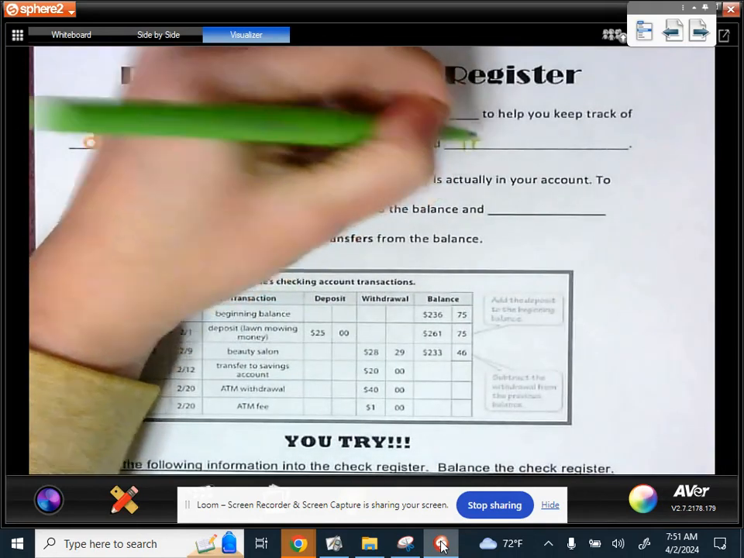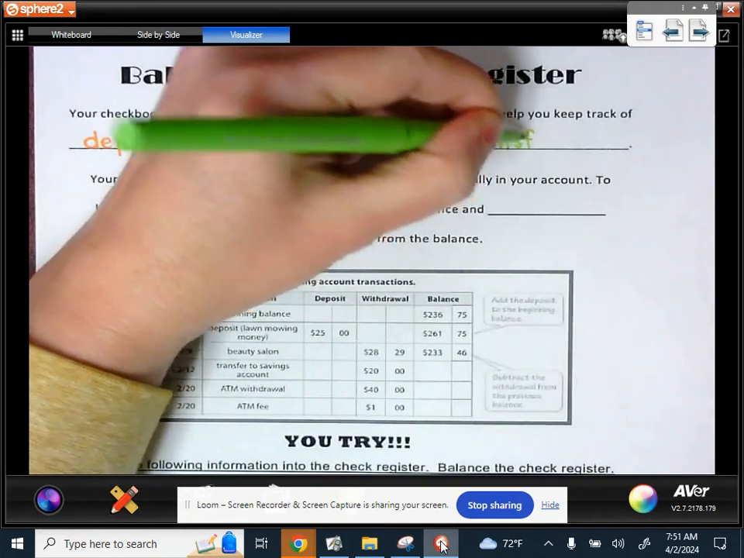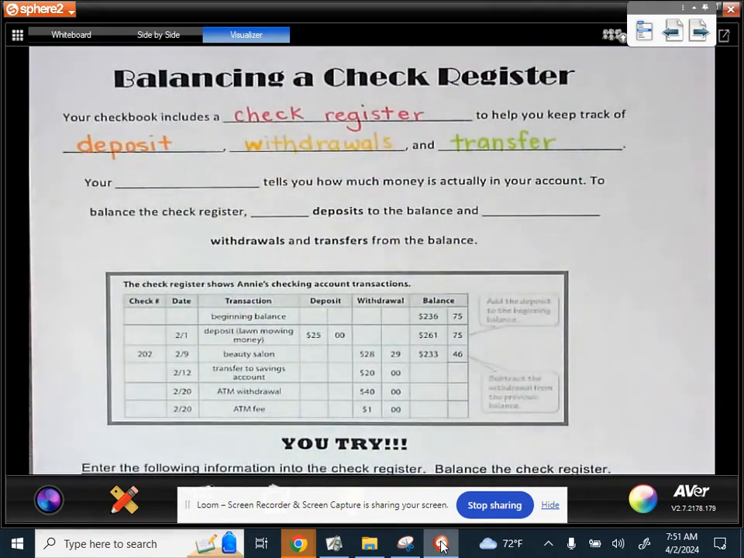And you would also note any transfers. A transfer is when you move money from one account to another. So if I were to take money out of my checking account and put it in my savings account, I would have to subtract the amount that I moved to savings from the balance that was in my account.